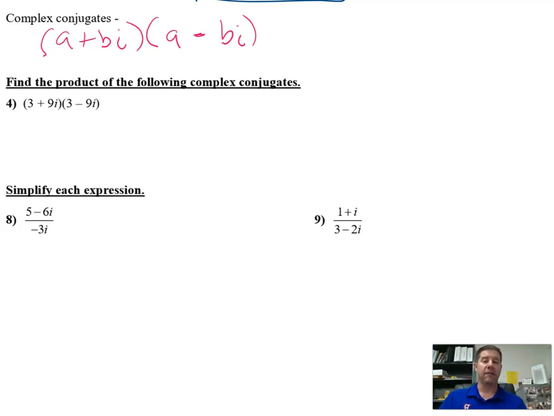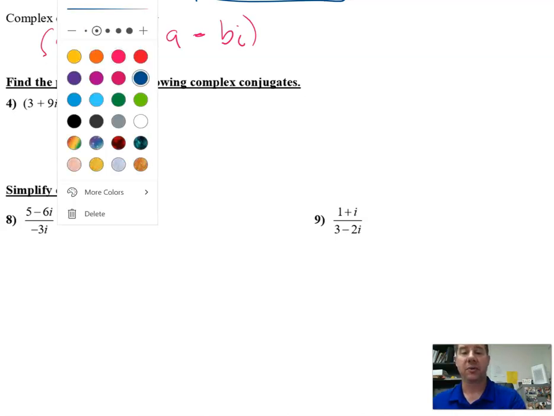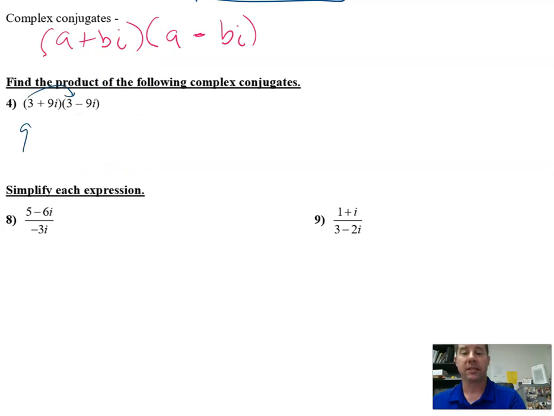So similarly, if you look down below, I've got 3 plus 9i times 3 minus 9i. Those are complex conjugates. Same numbers in front, same numbers in back. One's a plus, one's a minus, and this will come up a bunch. So if I'm going to multiply complex conjugates together, again, we're going to double distribute just like normal. 3 times 3 is 9. 3 times negative 9i is minus 27i. 9i times 3 is plus 27i. And then 9i times negative 9i is minus 81i squared.